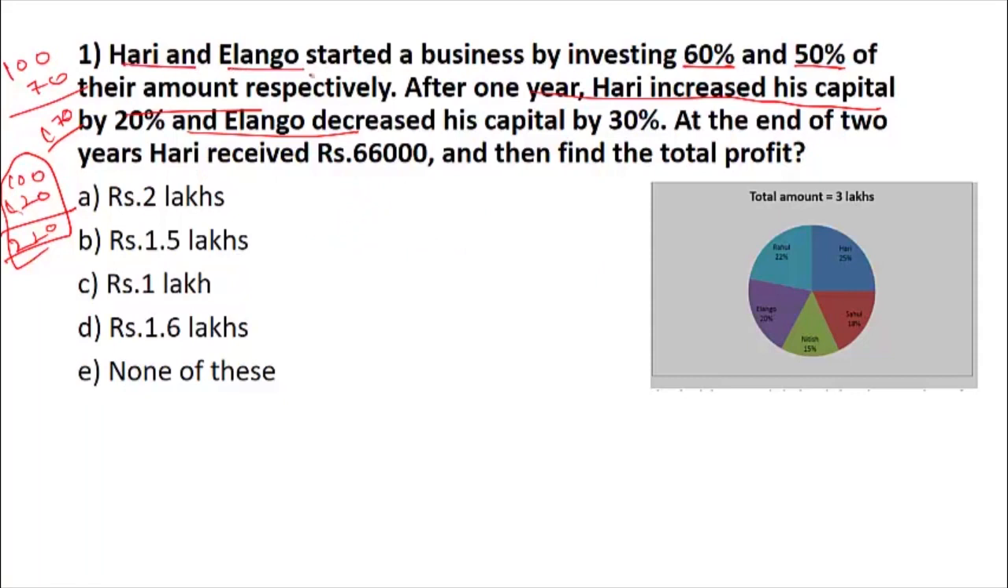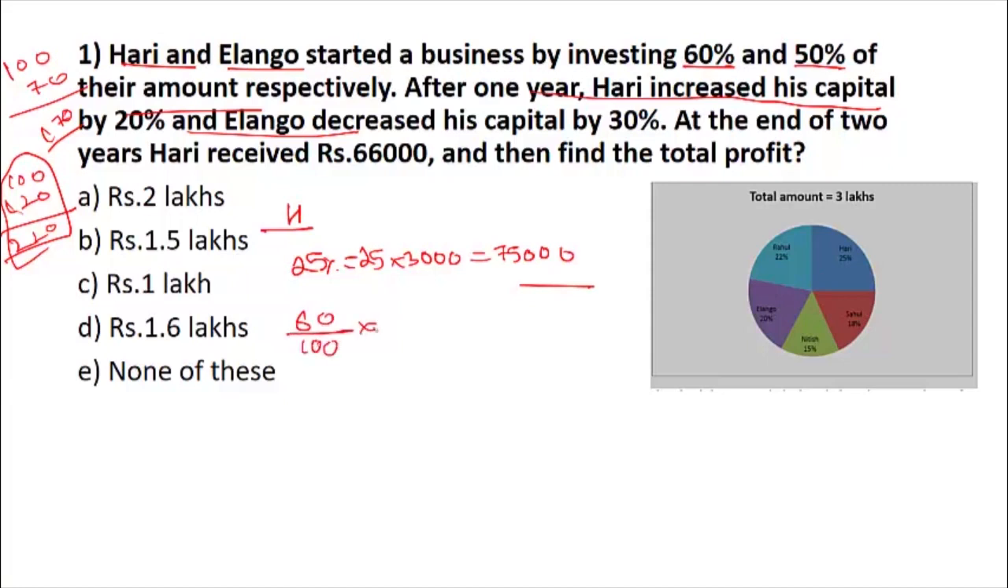First you have to find the amount invested by Hari. Let us denote Hari by H. Hari is 25%, so 1% is 3000, so your value would be 75,000. Again, what it says is he invested 60% of this. This is the total saving he had, and out of this he invested 60% in the business. So 60% of this would be how much?